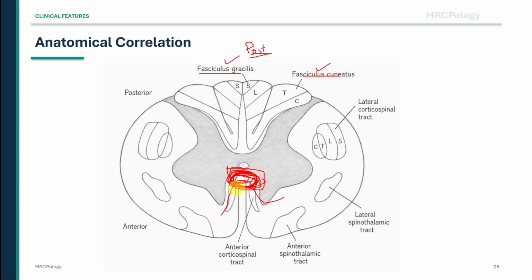first. Posteriorly are the dorsal columns, including fasciculus gracilis and fasciculus cuneatus. These carry vibration, proprioception, and fine touch. Because they are posterior, they are spared early. Laterally, we have the corticospinal tracts. These carry upper motor neuron fibers to the limbs. If the syrinx expands laterally, the corticospinal tracts become involved, producing upper motor neuron signs below the lesion.